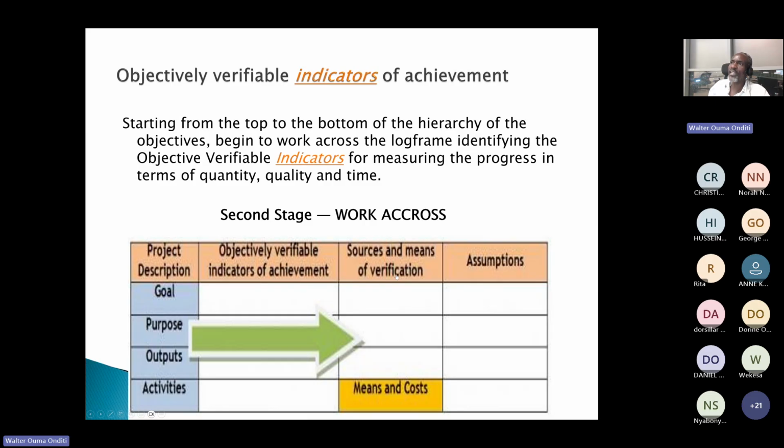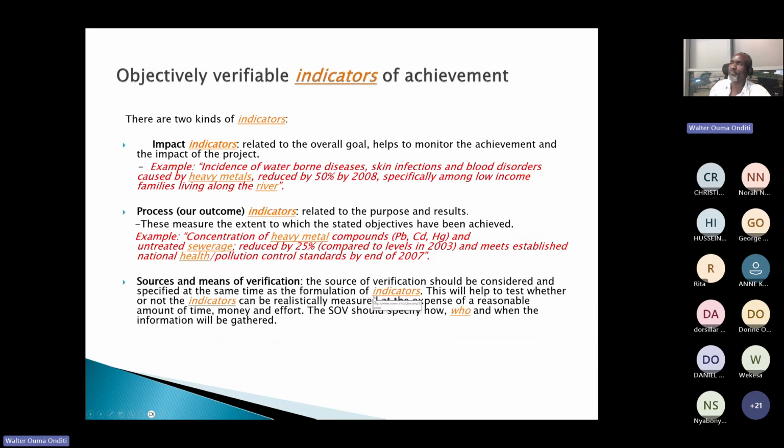Now, starting from the top to the bottom of the hierarchy of the objective, begin to work across the log frame. That is the horizontal thinking that we talked about. Identifying the objectively verifiable indicators for measuring the progress in terms of quantity, quality, and time. And this is what I'm simply saying. We have filled this column. Now we work across horizontally to be able to get KPIs and source of our means of verification. Again, I've used a different terminology, so then you just see how that goes in.